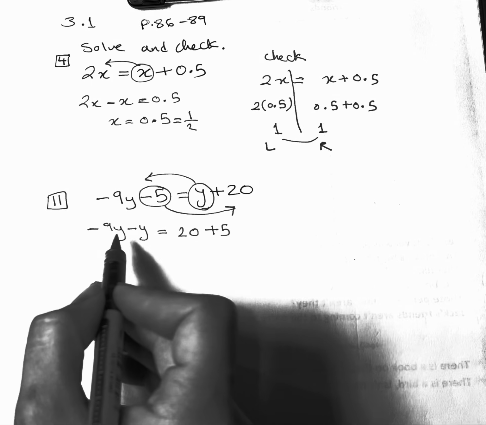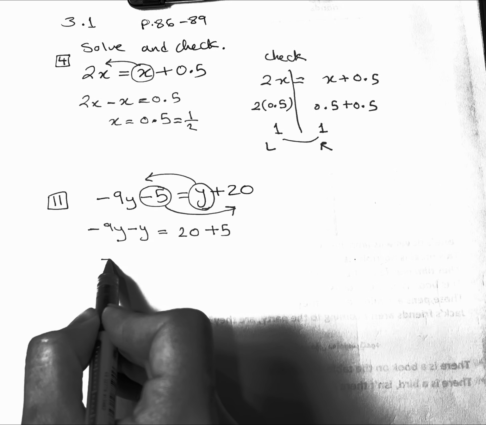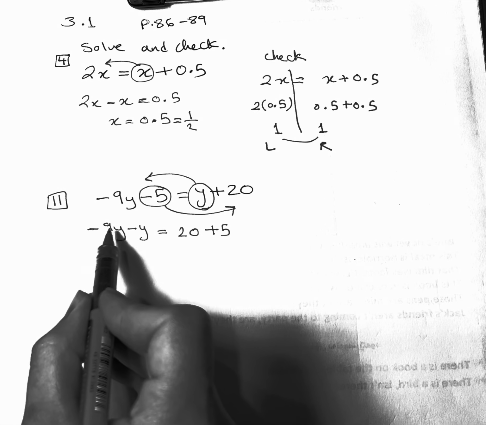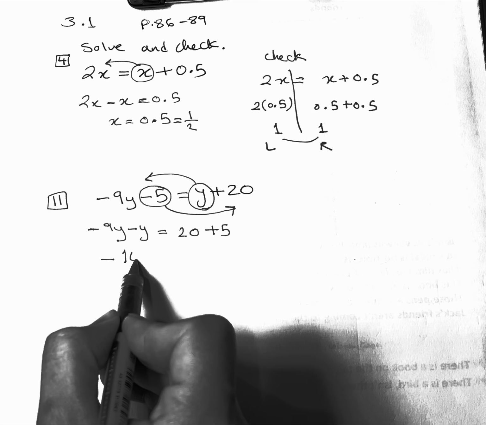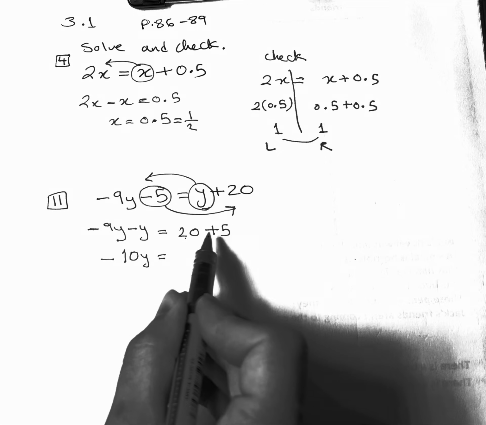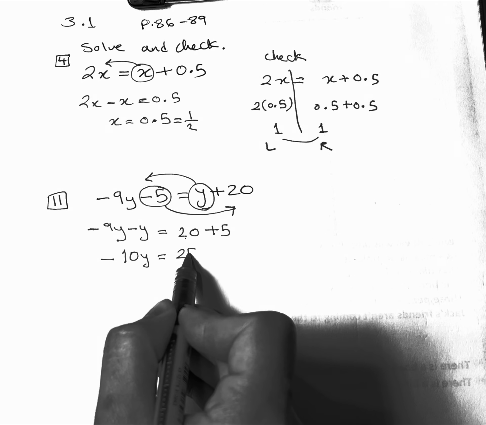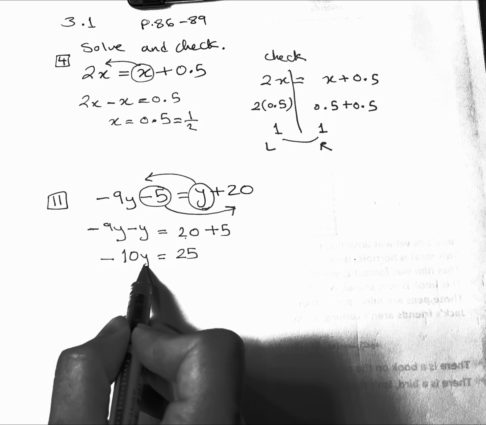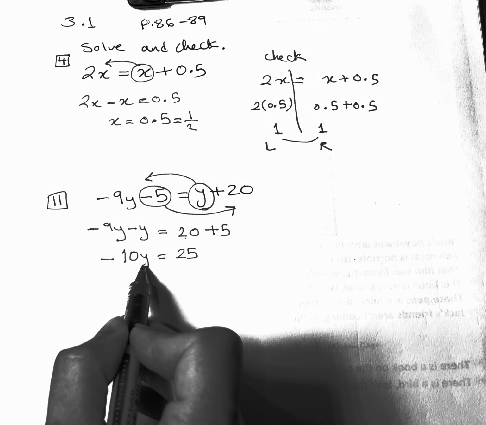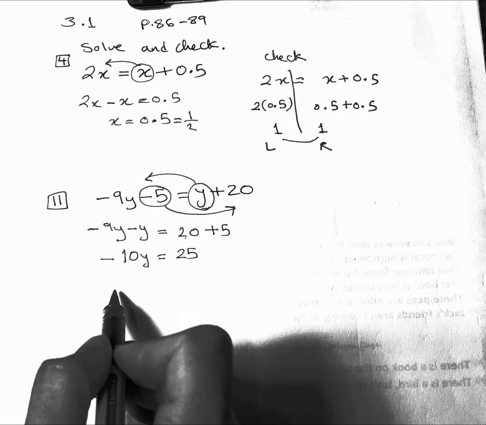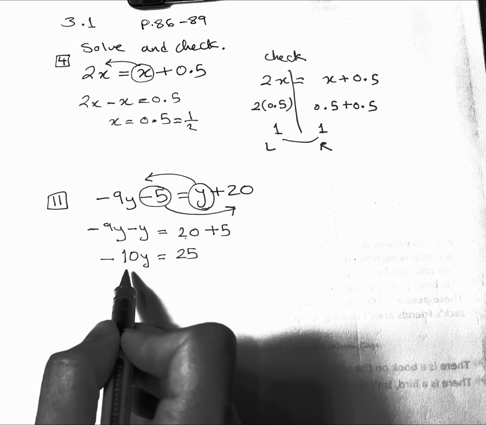Okay? Now, whenever we have two negatives, I put one negative down. Same sign, add them up. 9 plus 1, 10. What's the variable that I have? Y equals 20 plus 5, it's 25. And here, negative 10, I want to find y. We ask the question, what do we have? Multiplication. What do we do? The opposite of multiplication, which is division.